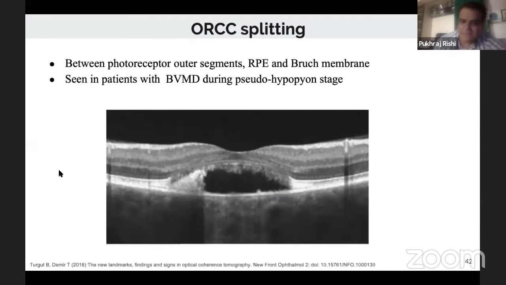This happens with Best's vitelliform macular dystrophy, where there is splitting at the level of RPE and Bruch's membrane with collection and accumulation of this vitelliform material.